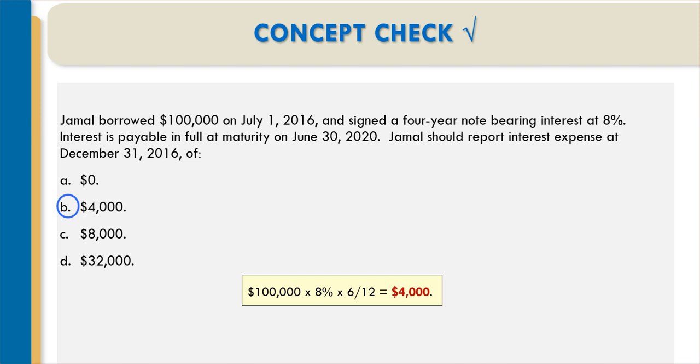Now, I'm going to talk about that interest payable though. When are they going to pay that interest? Is it going to be soon, or is it going to be in the future? It's an accrued liability. Is the accrued liability current or non-current?